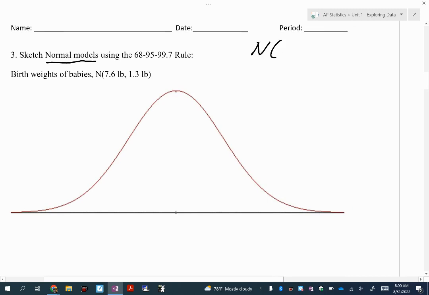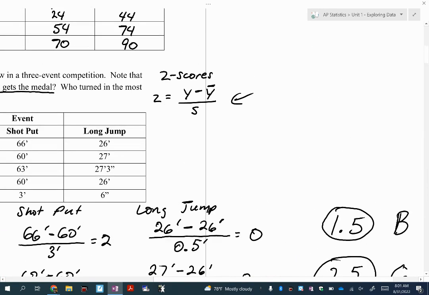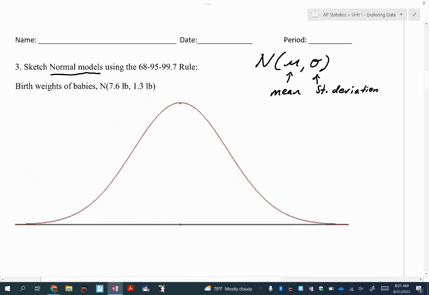So for a normal model, you use a capital N, and then you always have what we call 2 parameters. This is the mean, and this is the standard deviation. All right, so the idea being that you should always have these 2 parameters. I use the symbols mu and sigma because we're talking about a model. You'll notice in my work on the previous problem, I used y bar and s for the mean and standard deviation because that was not a model. That was coming from real data.